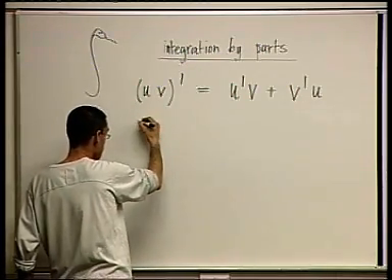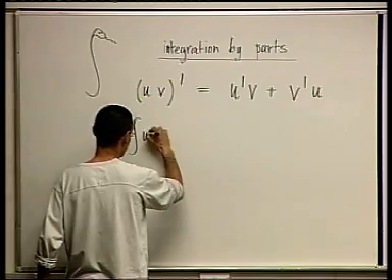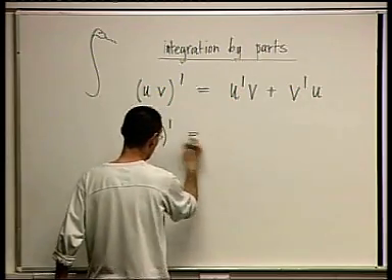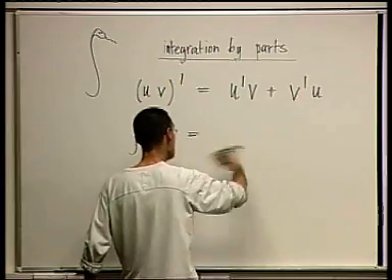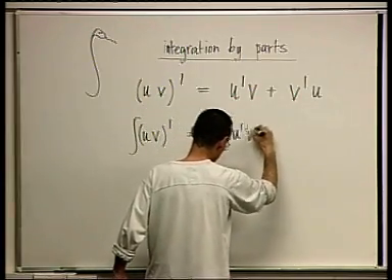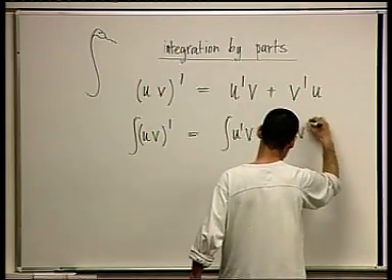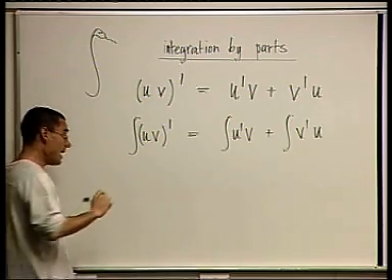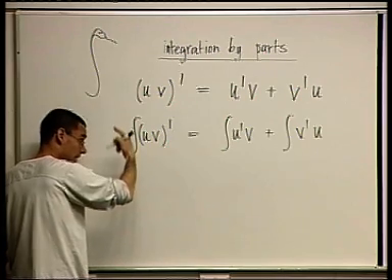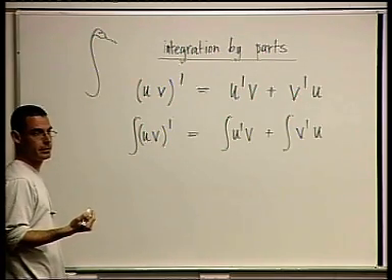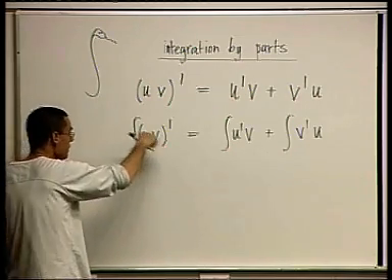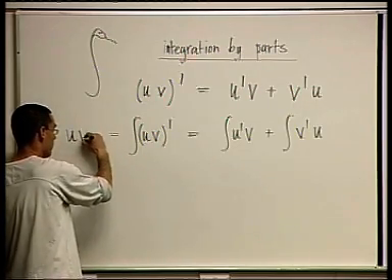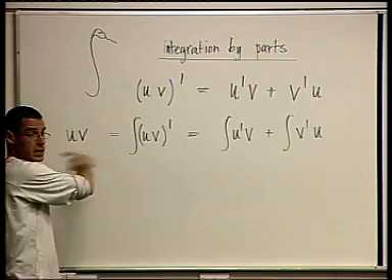So if we take the indefinite integral of uv prime, that's going to equal the indefinite integral of this side, which I can right away write using linearity as the integral of this plus the integral of this. Do you agree? But then, what is the antiderivative of the derivative? It's just the function you started with. Plus c, you're right. Do you agree to this?